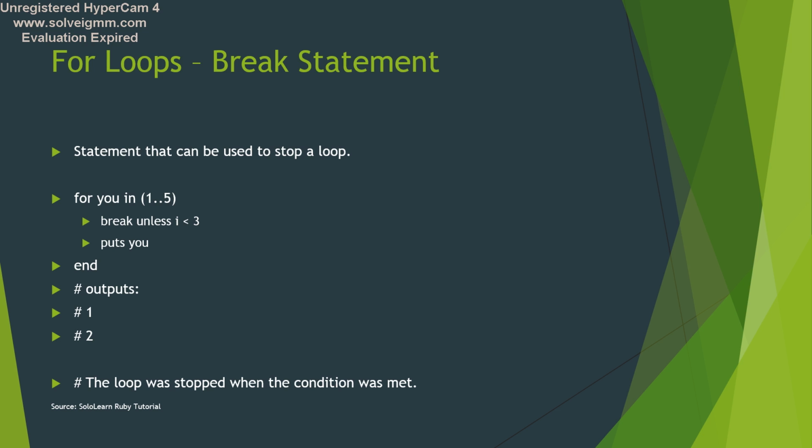Next, the for loop's break statement. It is a statement that can be used to stop a loop. Example: for i in range 1 to 5, break unless i is less than 3. If i is less than 3 is true, it will not break. If i is equal to 3, the condition becomes false, so unless false it is true, and it will break and output 1 and 2 only. So the condition was met, it will break out.